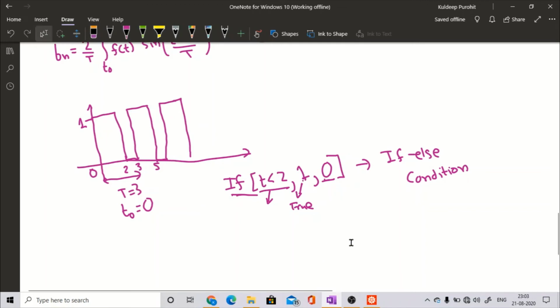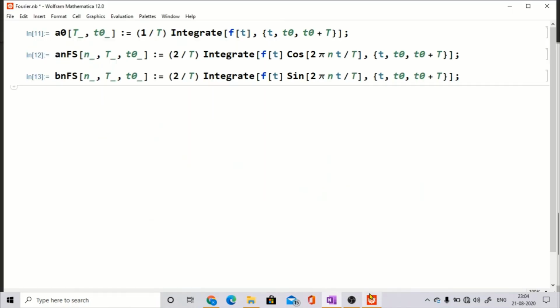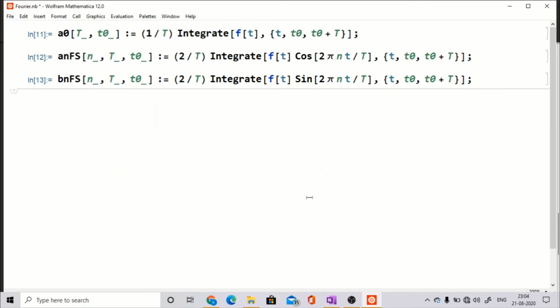Now let us go to Mathematica. Here you can see that I have basically defined a0. a0 is basically 1 by T integration of f of t dt, where t is varying from t0 to t0 plus T. So you can see that a0 is a function of capital T and t0, but it is not a function of small t. Why?